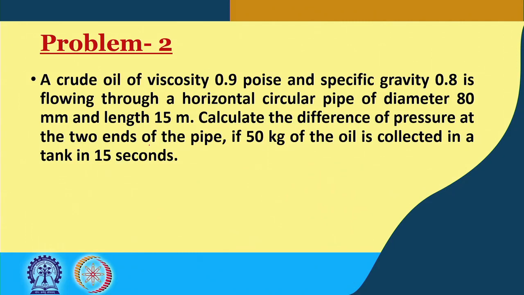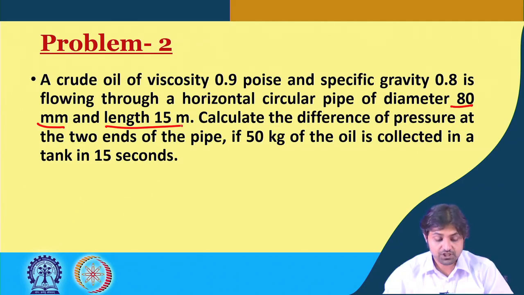The question says that crude oil of viscosity 0.9 poise and specific gravity 0.8 is flowing through a horizontal circular pipe of diameter 80 millimeters and length of 15 meters. Calculate the difference of pressure at the two ends of the pipe if 50 kilograms of oil is collected in a tank in 15 seconds.